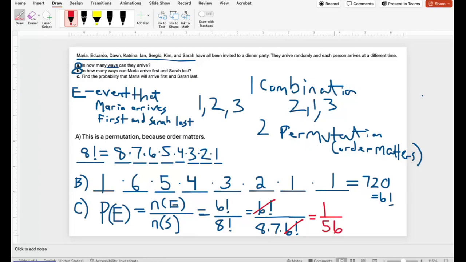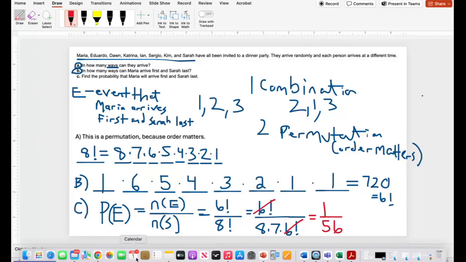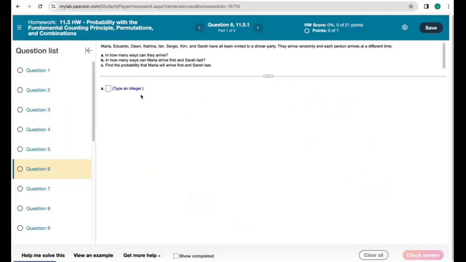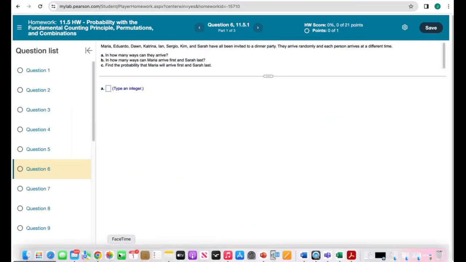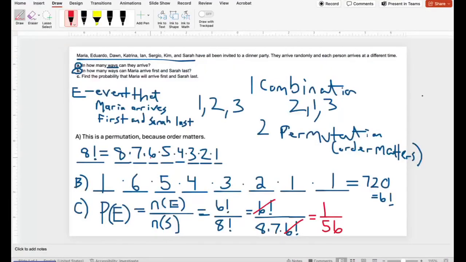And I don't know what kind of answer my lab wanted. This is where you have to be careful, because they'll tell you the integer. Now for 8 factorial, that one's a little bit ugly because you're going to have 720 times pretty much 56. So that's one you want to do in the calculator.